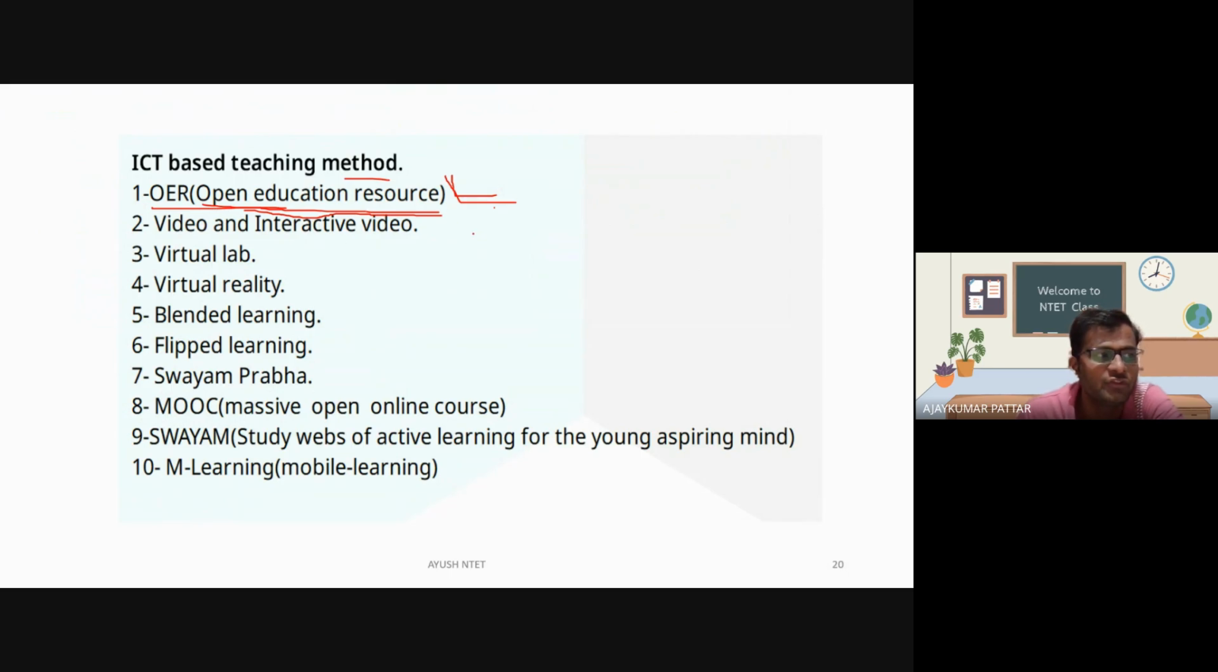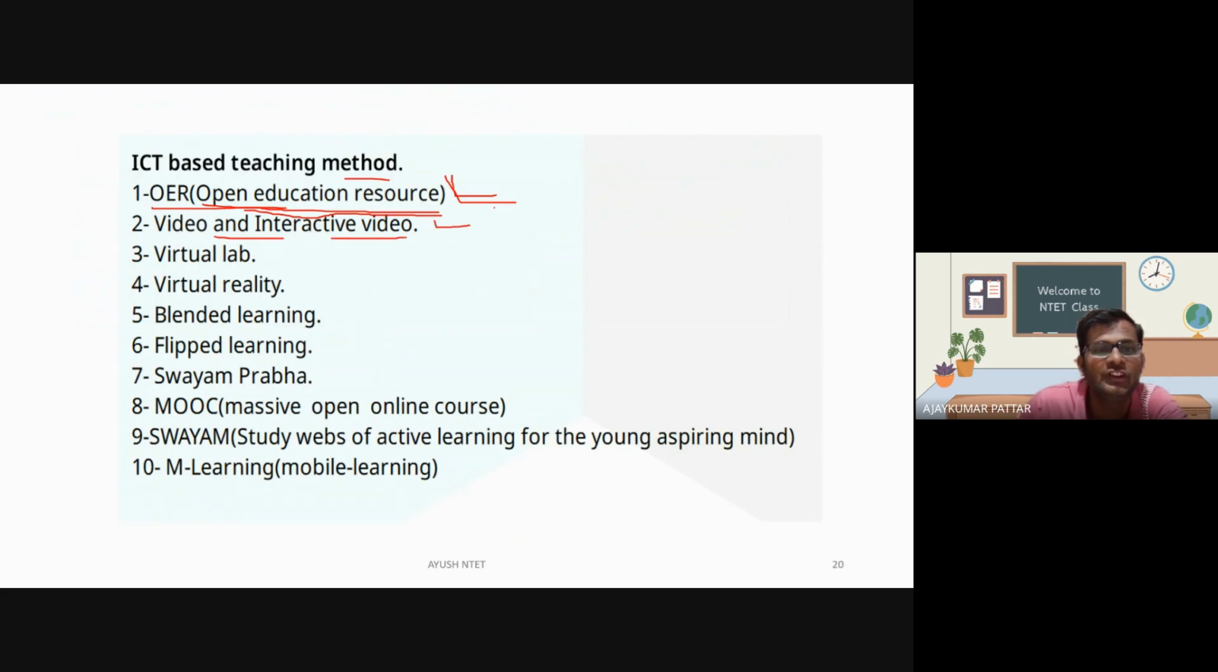For example, if you want any notes, if you search, for example, teaching learning methods, certain notes, certain books will be available online. Those are open education resources. You can download it, you can use it. But certain textbooks, certain notes will be available only if you pay for that. Those things are not open resources. So ICT based teaching methods usually contain OER, open education resources, and videos.